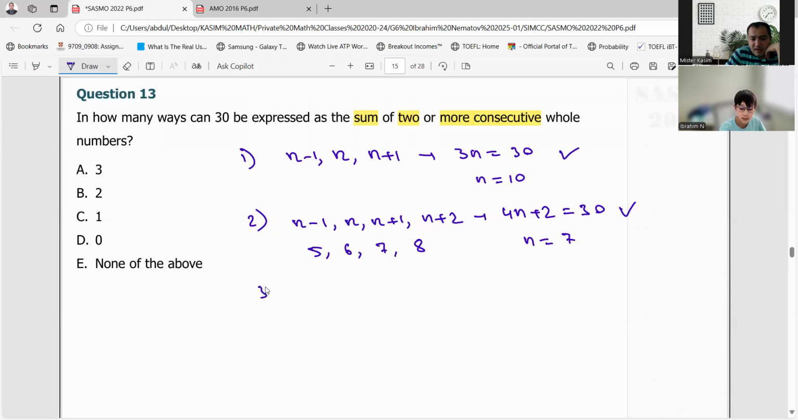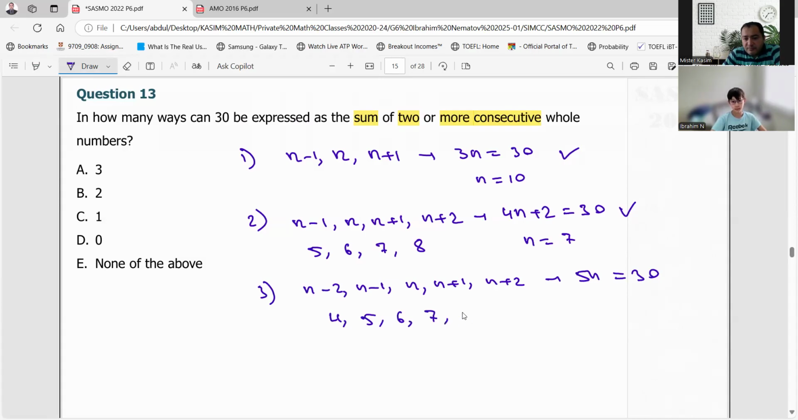And how about if it is 5 consecutive numbers? Also it is possible. n minus 2, n minus 1, n, n plus 1, n plus 2. The sum of these numbers is equal to 5n, and that's equal to 30. 30 is divisible by 5, so also a solution. n is 6, so 6 minus 2 is 4, 5, 6, 7, 8. Now you see here the smallest number is 4. And how about the next one, if it is 6? I can write actually just like this, 6n.